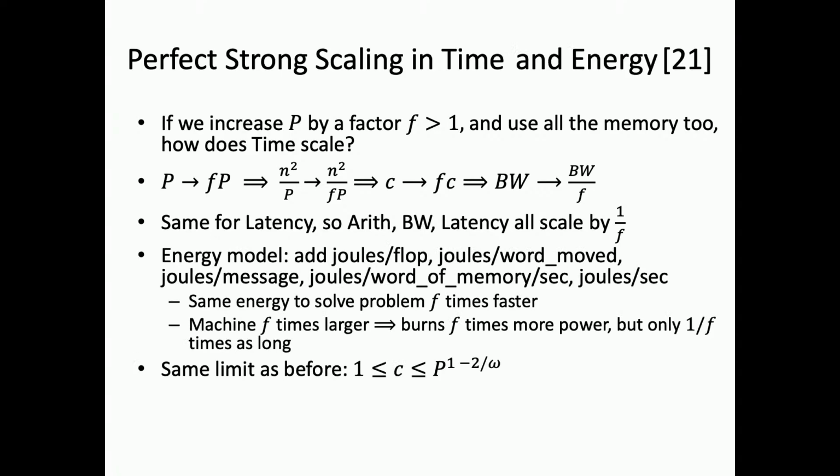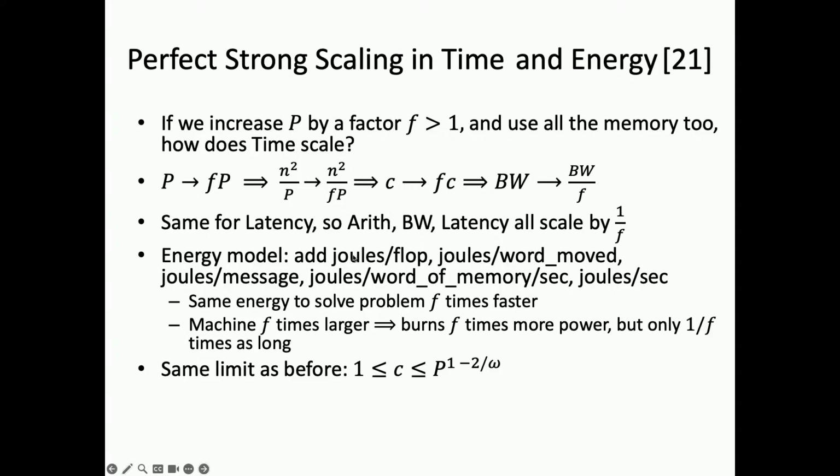But you also get perfect strong scaling in energy. So what would the goal be? The goal would be to double the number of processors, go twice as fast, and use no more energy to solve your problem twice as fast. And that happens. So here's the model.